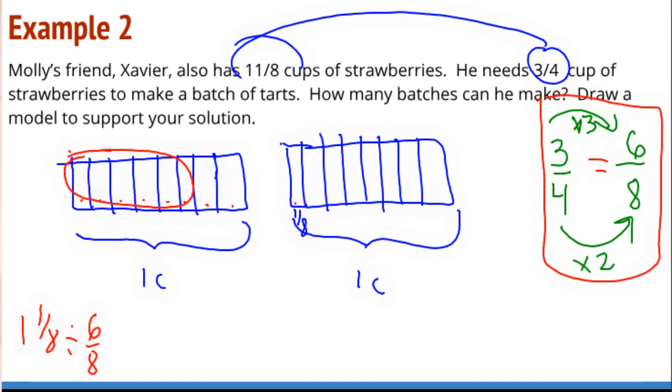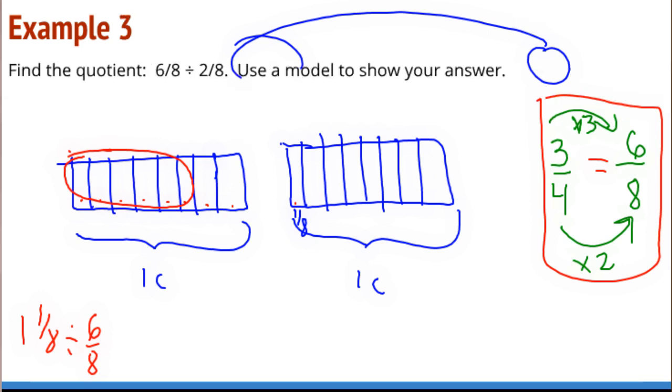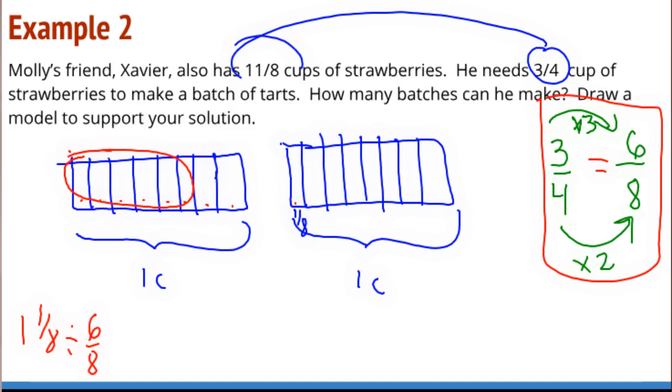And I'm pretty sure that I have read this problem incorrectly. So I'm going to finish it here, and then I'm going to go back and do it a different way. I read this as 1 and 1/8 when it's actually 11/8. So that's going to totally change the problem. But I'm going to finish it this way so that we can see how this plays out, and we can see that the procedure we're going to go through will actually work here.